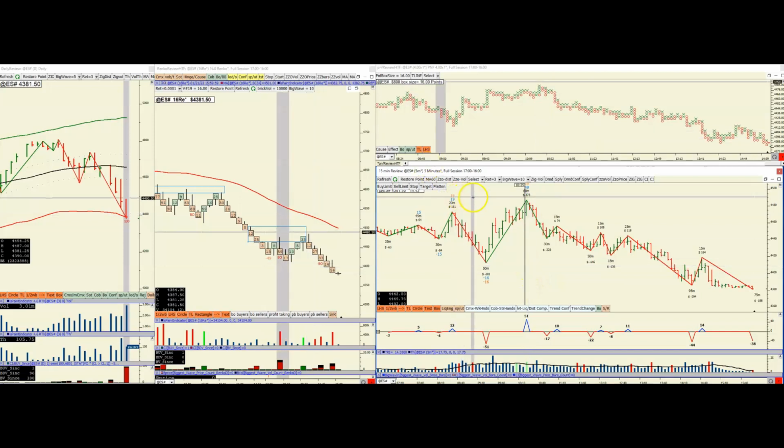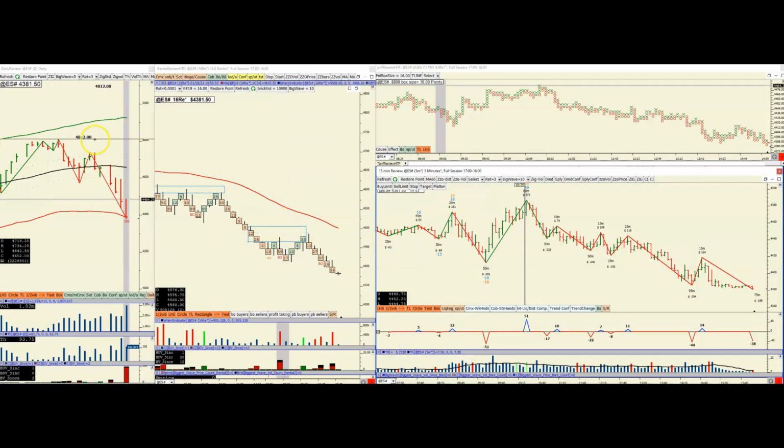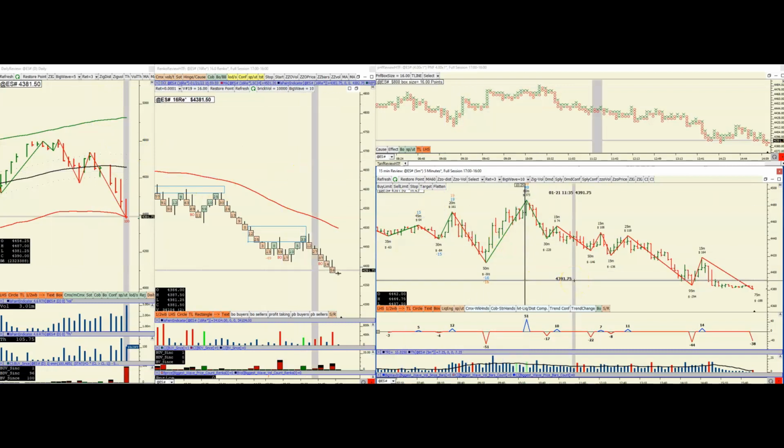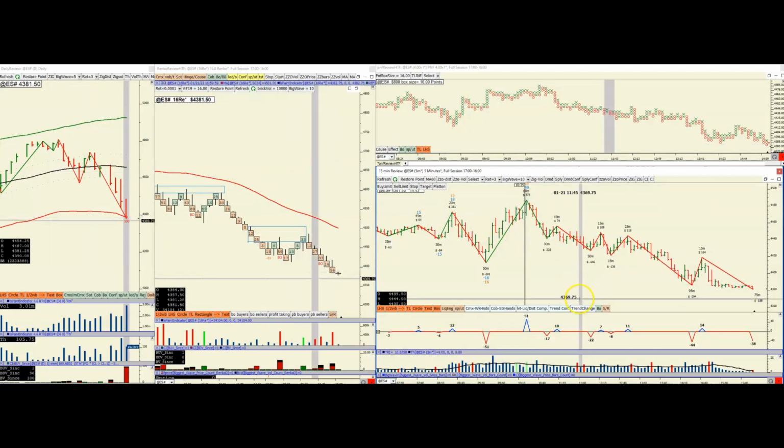Here, for example, is a 5 minute, and the idea here is I'm looking for a turn. So you have direction, location, and a turn at that location, a U-turn.